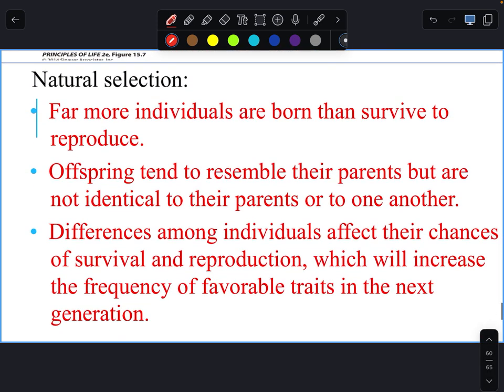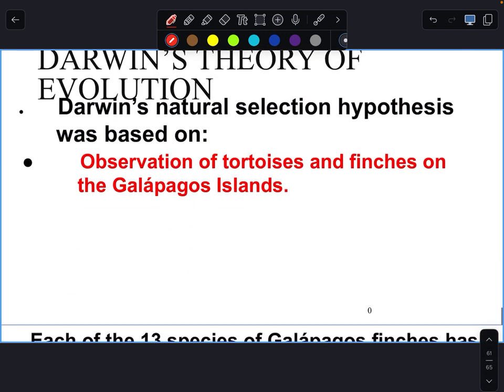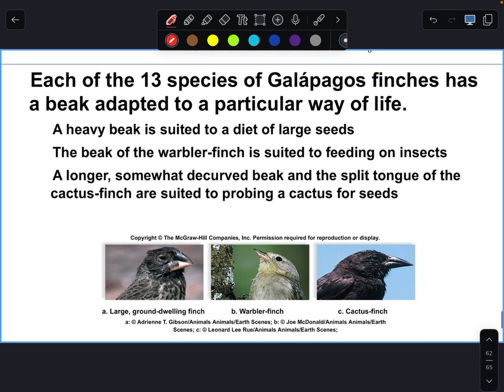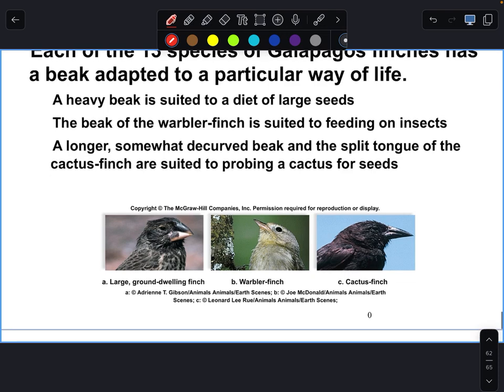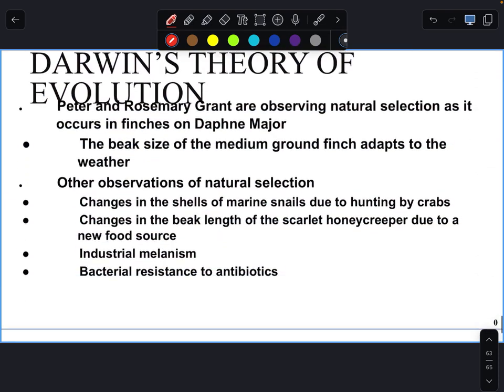So here's the blank, summing it all up. You pause the screen and do it, okay? And then Darwin's natural selection hypothesis is based on observation that he saw. He saw these finches, he saw all these things, and now we have DNA to help us and laboratory experiments to help us and all of that.